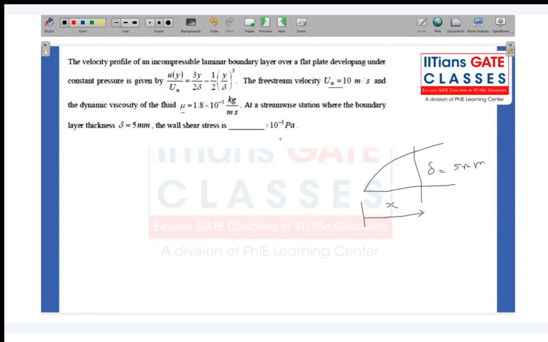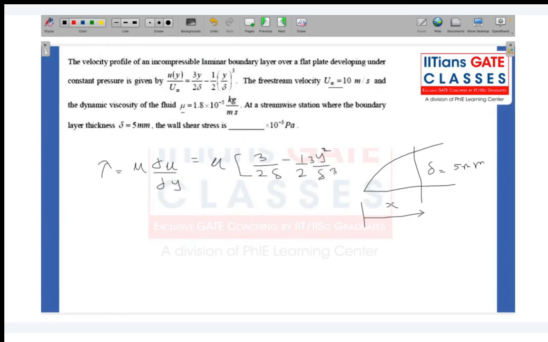So wall shear stress is related to velocity as mu into dou u by dou y according to Newton's law of viscosity for a Newtonian fluid. Right. So let's evaluate this. So this is mu into dou u by dou y. So if I differentiate this, this will be nothing but 3 by 2 delta minus half into, I'm sorry, 3 y square by delta cube.